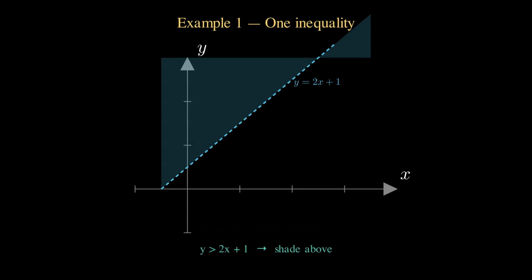Quick verification. Pick a test point that is not on the boundary, because the boundary is exactly where equality would hold. So try 0, 0. Is 0 greater than 2 times 0 plus 1? That simplifies to 0 greater than 1, which is false, so the origin is not in the shaded region.